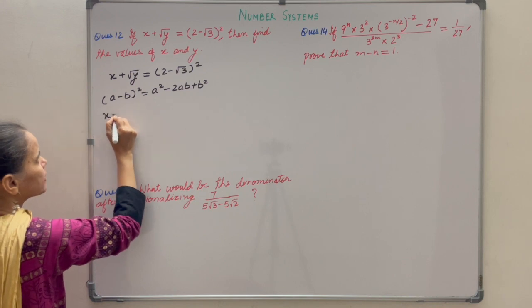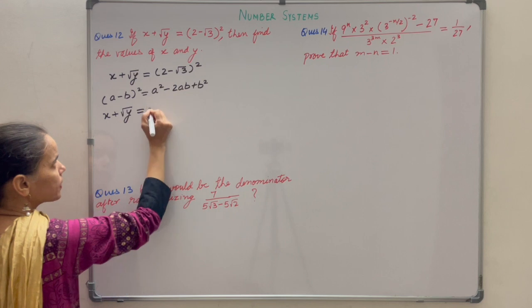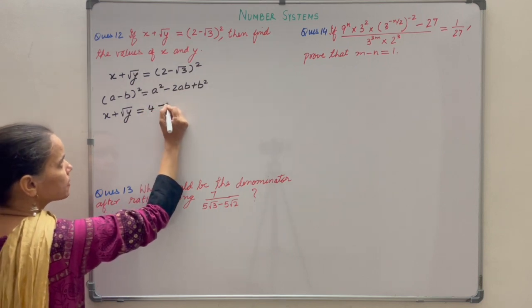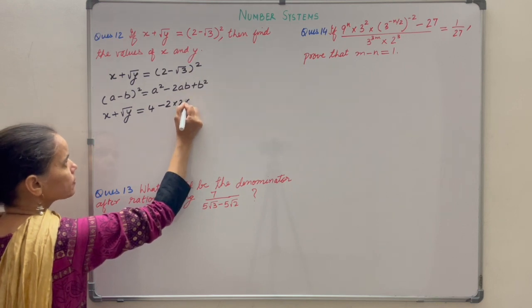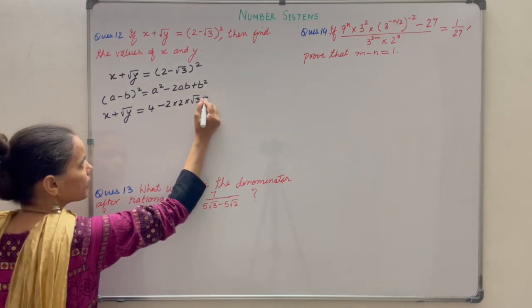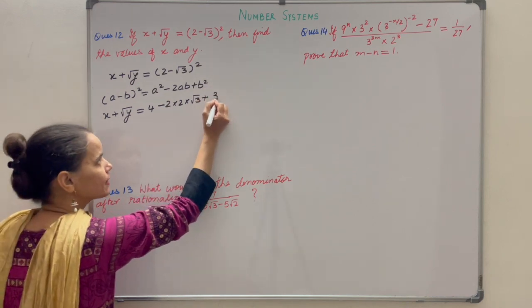So we have x plus root y is equal to 2 square, which is 4, minus 2 into a which is 2 and b which is root 3, plus b square, that means root 3 whole square. So you will get 3.